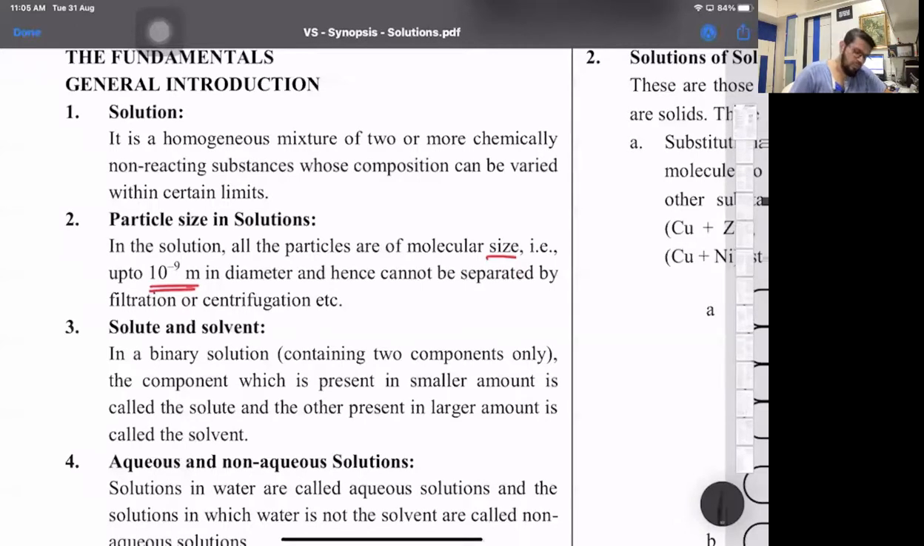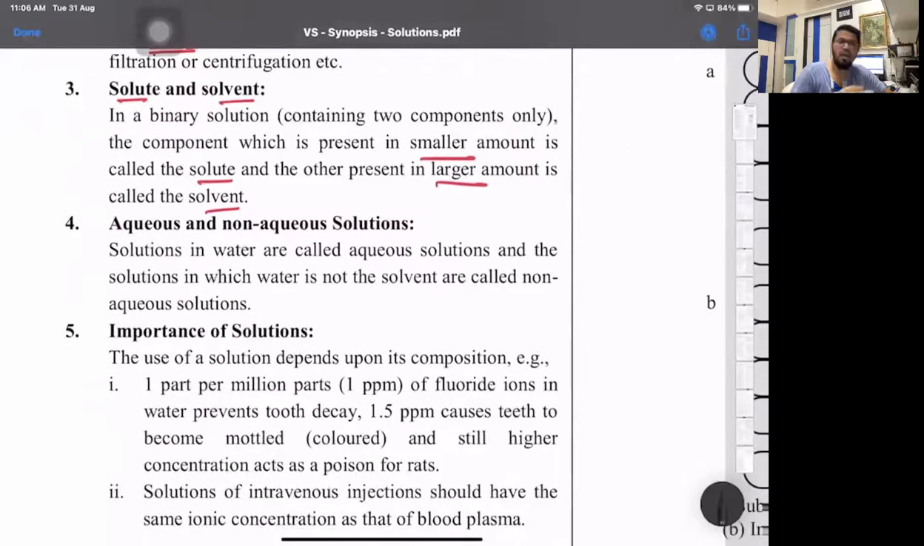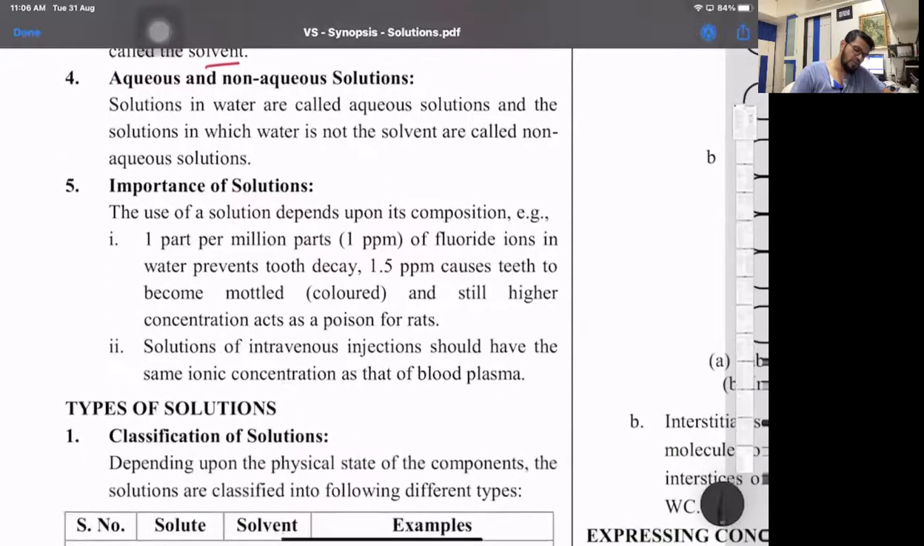Solute and solvent. Normally we know solute is the one which is small in amount as compared to the solvent. So the smaller amount is the solute and the larger part is the solvent. Aqueous and non-aqueous solutions. Aqueous means in presence of water. Non-aqueous can be any other solvent other than water, can be benzene, can be acetic acid, that way. Then importance of solutions.